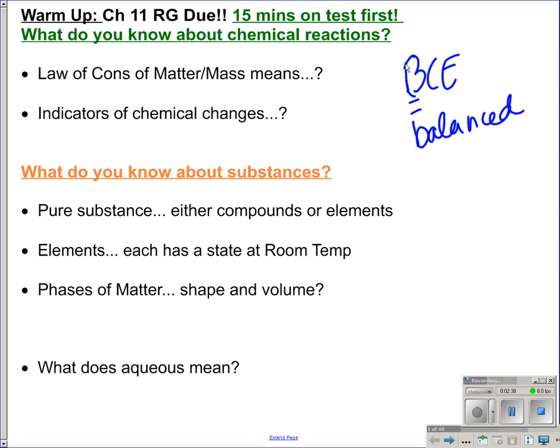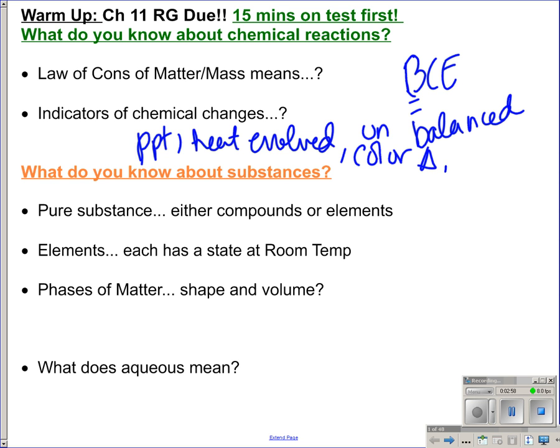Indicators of chemical changes. I got the first one. Precipitate formation. What else? Heat. Okay, we'll say heat evolved. What else is telling you that there are chemical changes going on? Unexpected color change. Okay, so unexpected color change. Bubbles or gas evolution. That's a pretty good list. Good job. Okay. Or light, fire, phosphorescence or luminescence.